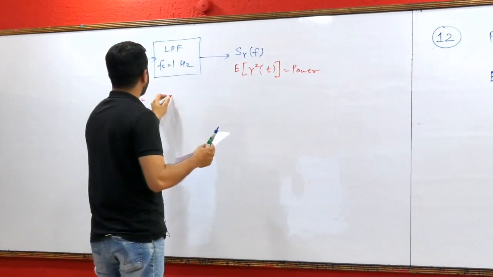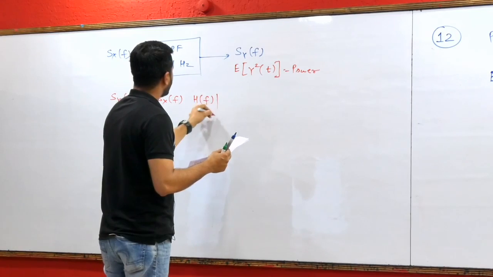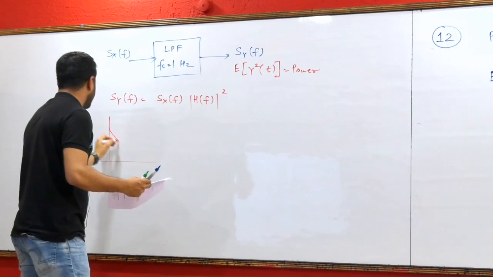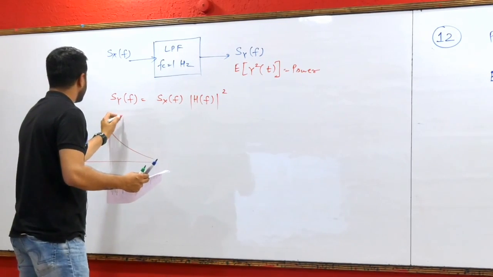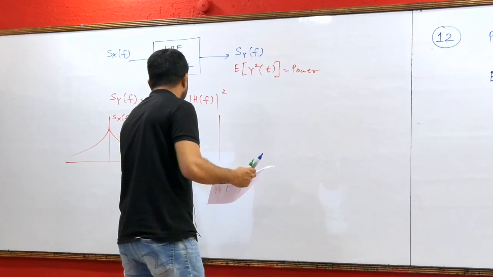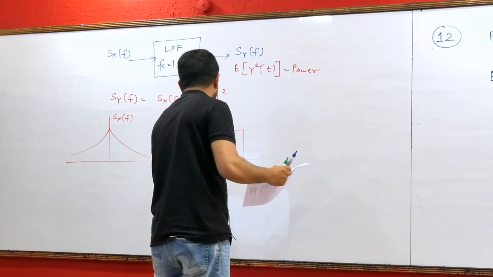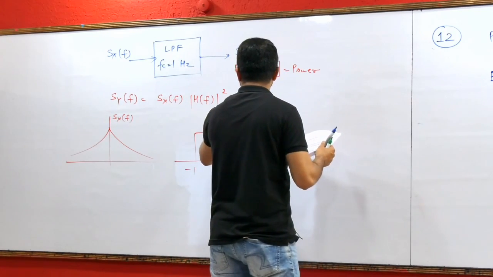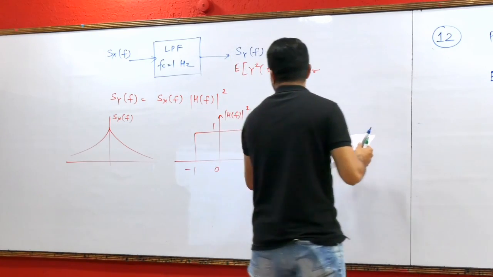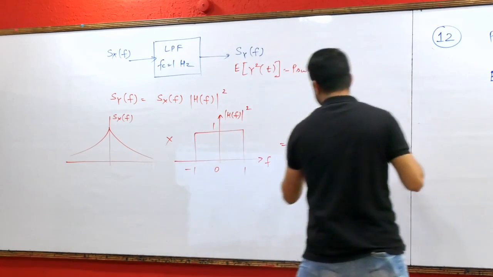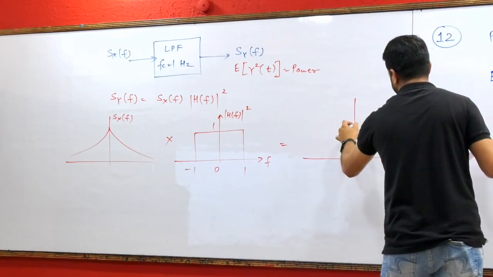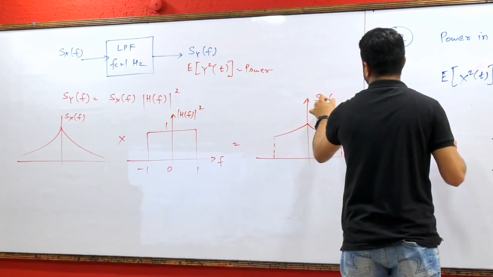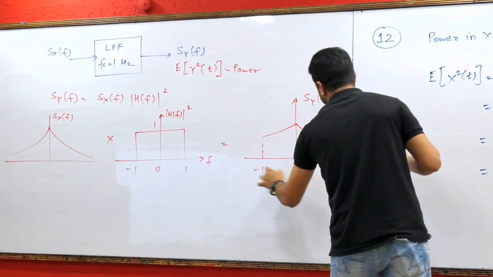Sy of f is Sx of f times mod h of f squared. This is the power spectral density of the input, and this is the low pass filter having a cutoff frequency 1. This is h of f and the magnitude is 1. When you multiply these two, you will get the power spectral density at output, which can be drawn as shown in figure. This is 1, minus 1 and f.